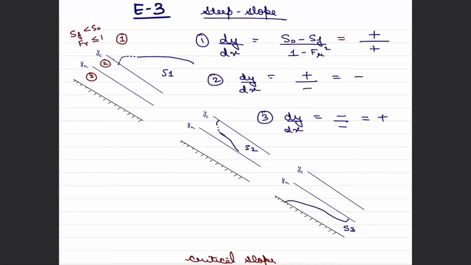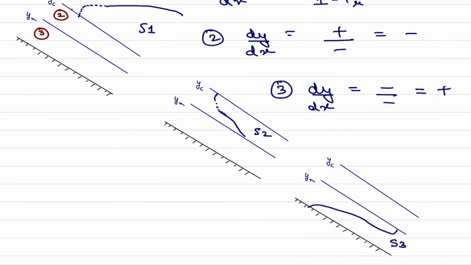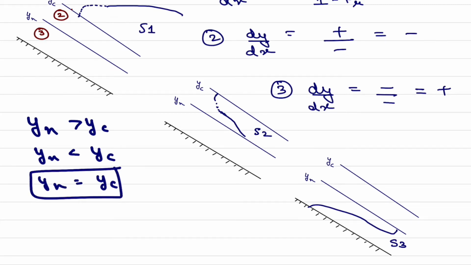Hello students, welcome to our discussion on steep slope profiles, which is a continuation of the concept that we started in our last video. So we learned that we would say that a particular profile is steep or mild or critical based on whether yn is greater than yc, yn is less than yc, or yn is equal to yc. When yn is equal to yc, we say that it's critical.